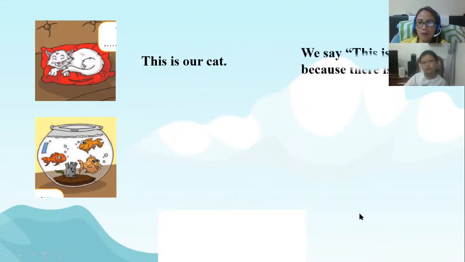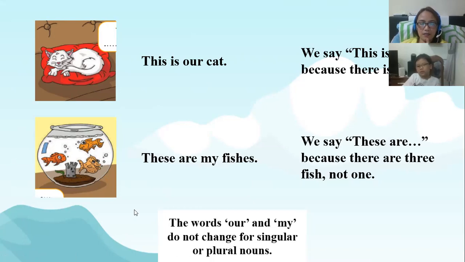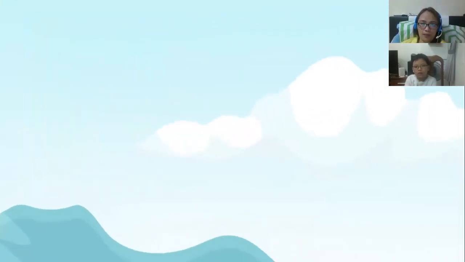Let's try to read them all. This is our cat. We say this is because there is only one cat. These are my fishes. We say these are because there are three fish, not one. Okay? Can you read it again? This is our cat. These are my fishes. The words our and my do not change for singular or plural nouns. They do not affect, okay?